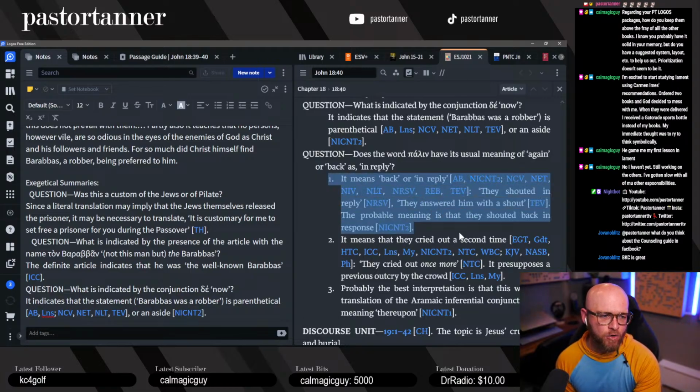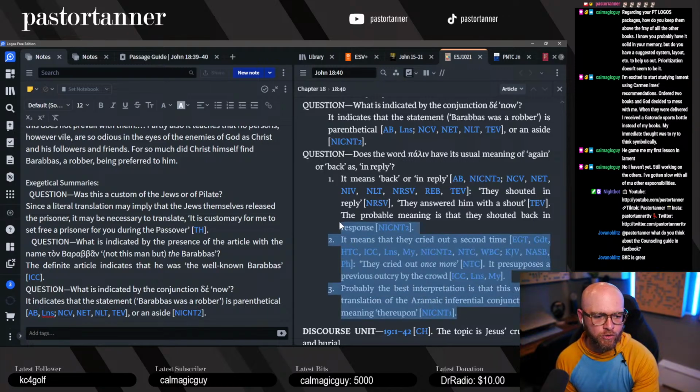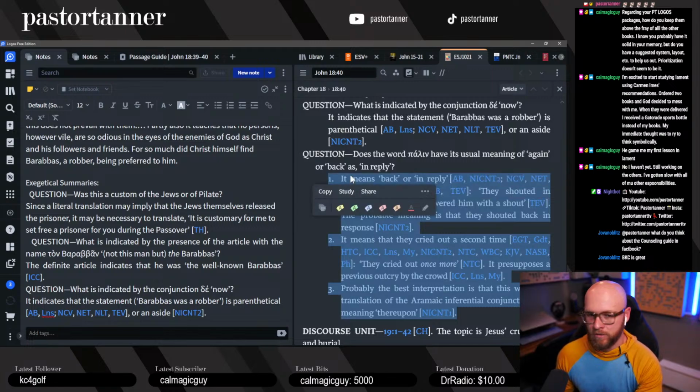Pauline, it means back or in reply. They shouted in reply. They answered him with a shout. This probably means they shouted back in response. They cried out a second time. They cried out once more. Presupposes a previous outcry. Probably best interpretation of this word is a translation of the Aramaic inferential conjunction tube, which means thereupon.